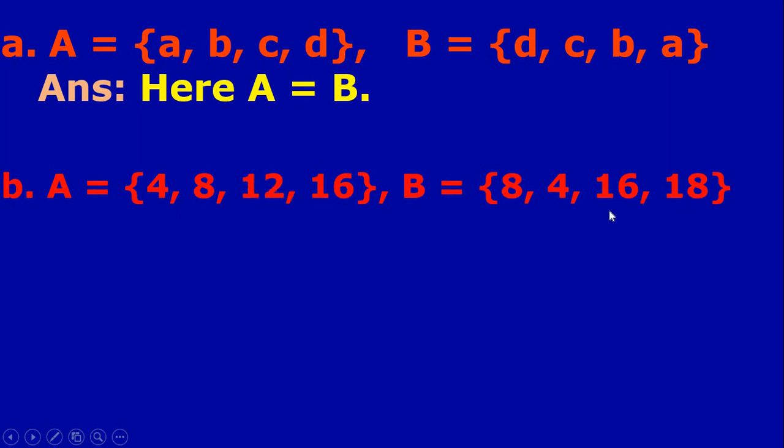So therefore A and B are not the same set. So they are not equal sets. So A and B are not equal but they are equivalent.